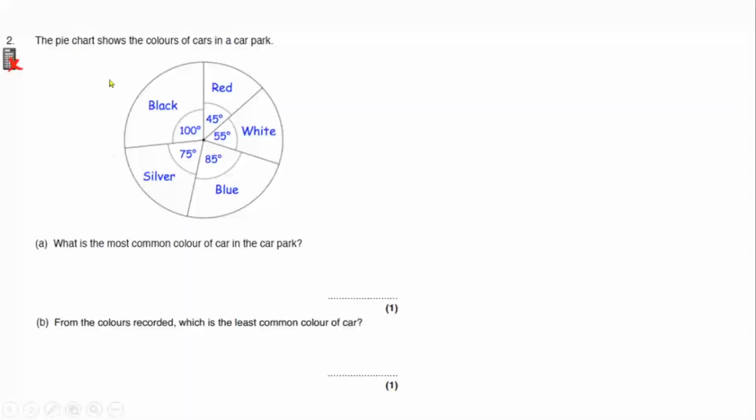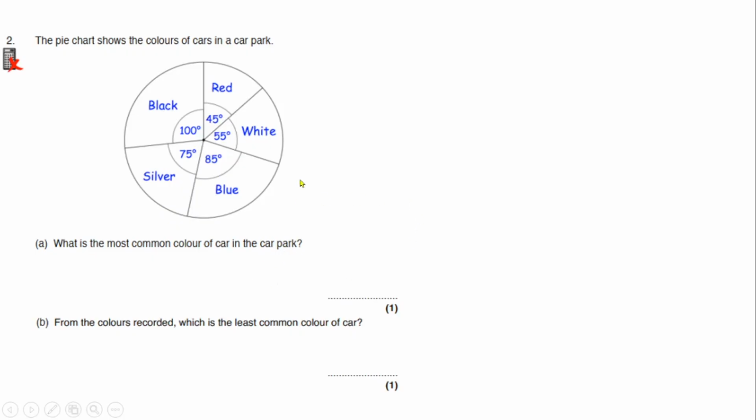Look at this also. We are told that the pie chart shows the colors of cars in a car park, and we are asked what the most common color of the car in the park is. So we are given the colors of the cars and their sectorial angles as well. What do you think will be the most common color of the car in the park?